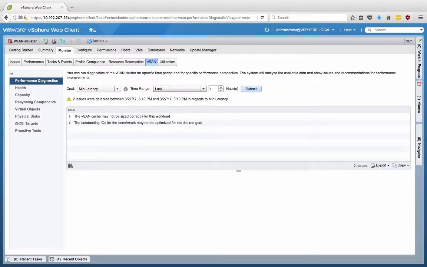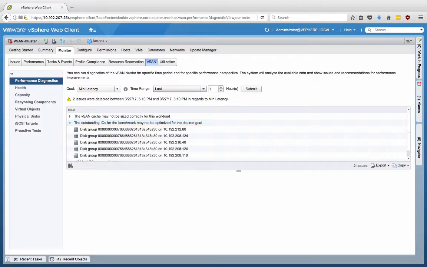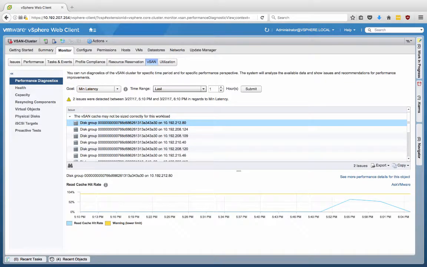In this case, it's identified that we've got two potential issues. So we've identified that the vSAN cache may not be sized correctly for this workload. And if we drill down into a specific disk group, we can see that the read cache hit rate is relatively low. So what this means is we're probably operating with a much larger workload than our read cache was sized for. Now this is a hybrid vSAN in this case, so that's why it's showing this.